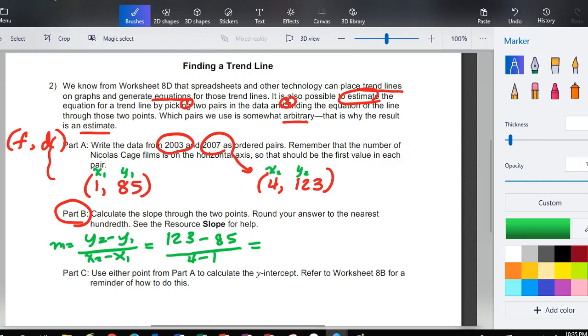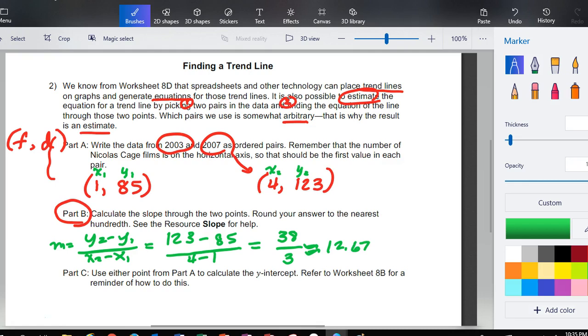It asks us to round to the nearest hundredth and see a resource if we need some help, and this is in your MyMathLab book. I'm going to do 123 minus 85. I get 38 over 3. When I divide 38 by 3, I get about 12.6 repeating, and to the nearest hundredth that will put us at 12.67.